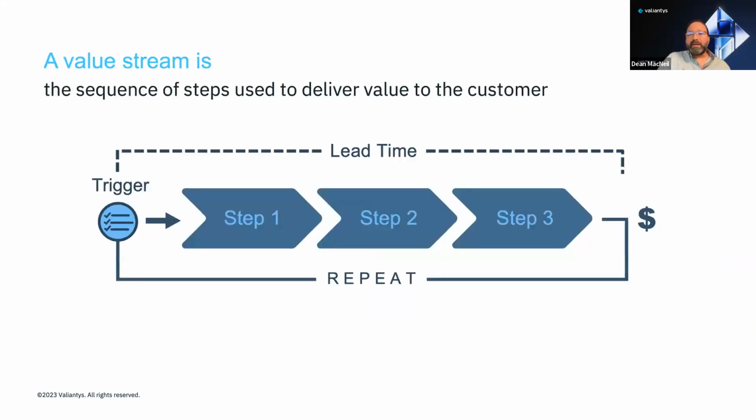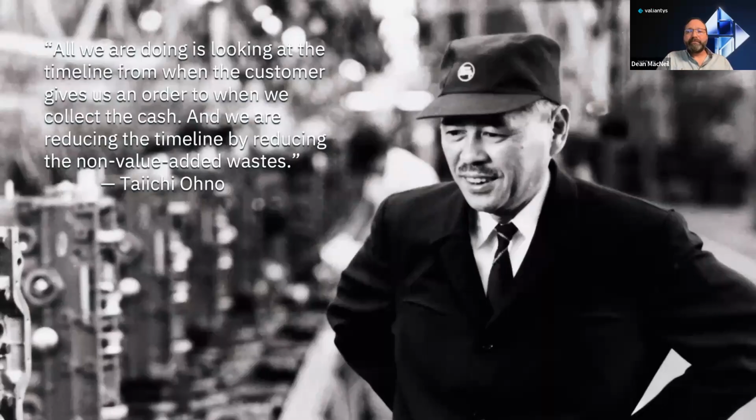Simply put, a value stream is the sequence of steps used to deliver value to the customer. It includes the whole sequence, from concept or customer order to delivery of value and receipt of cash. It contains the people who do the work, the systems, and the flow of information and materials. Value streams help identify the flow of value and recognize the non-value added waste, or muda in Japanese.